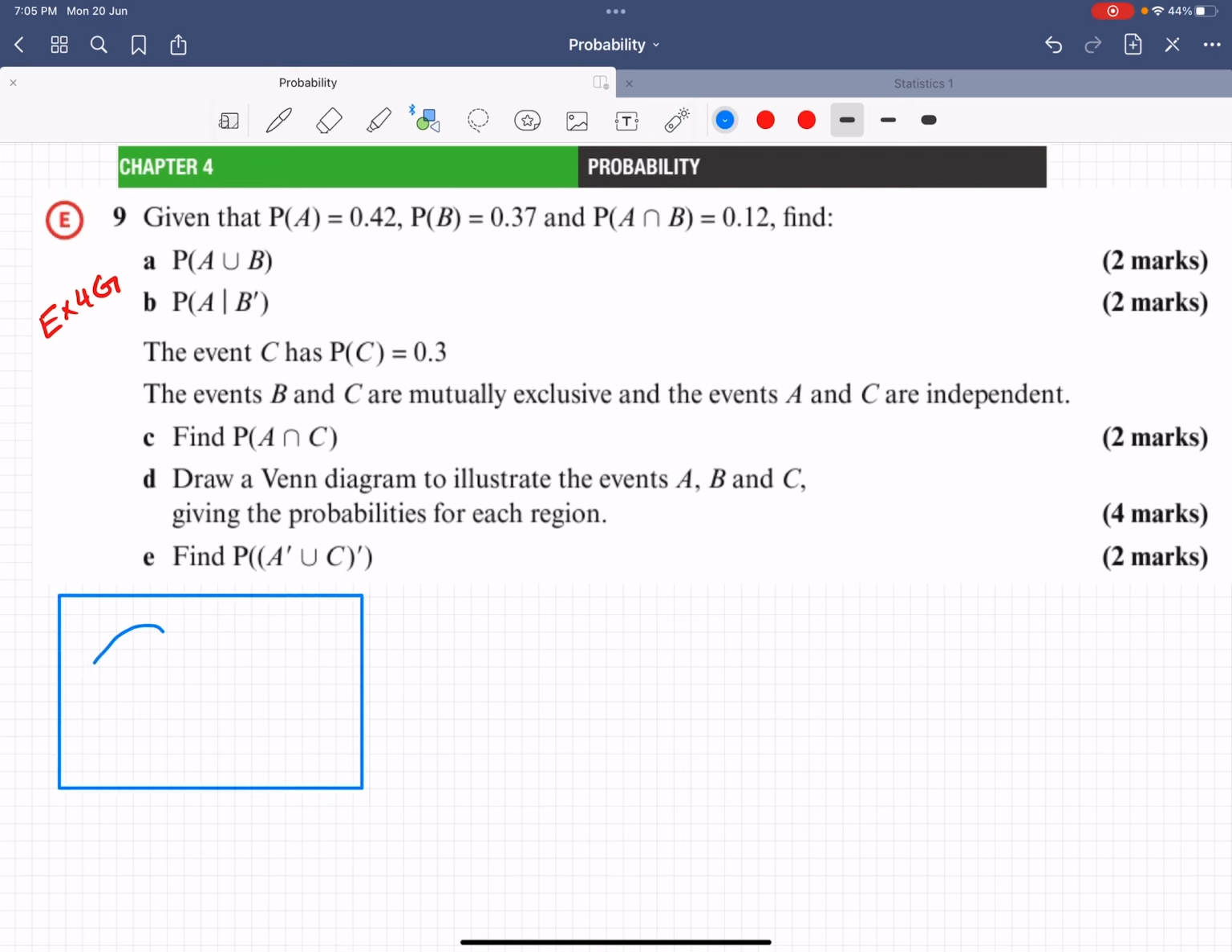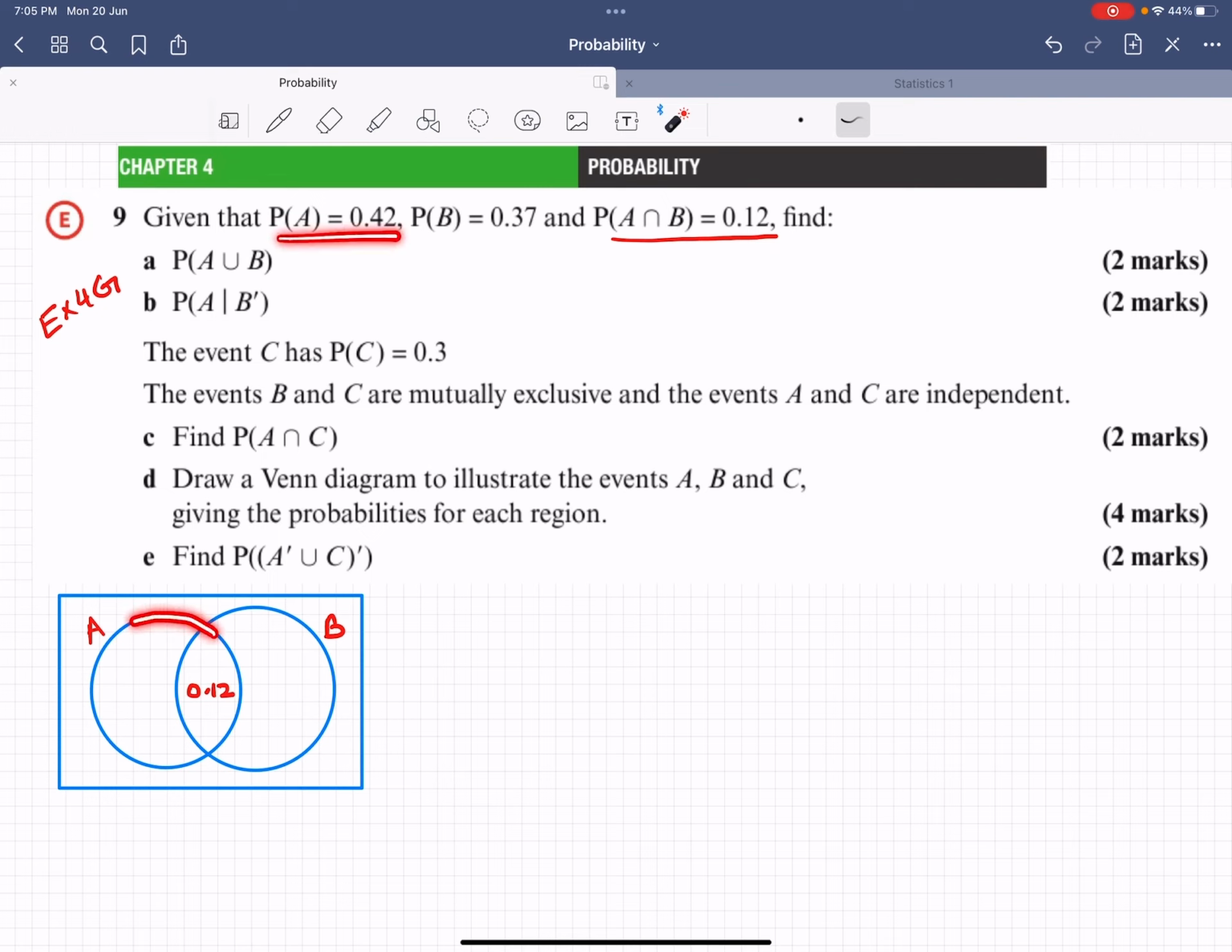We have sets A and B. We are given that the intersection is 0.12, therefore we can write 0.12 here. Then we have probability of A as 0.42. Probability of A is the entire circle of A. So we can find out the probability of only A, which is this region, by subtracting 0.12 from 0.42, and that will give us 0.3.